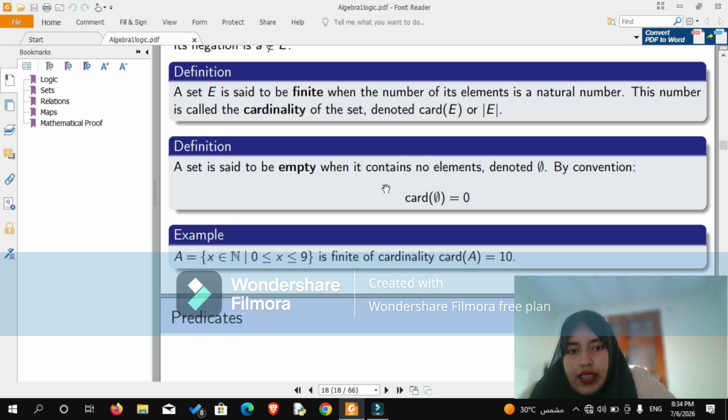A set is said to be empty when it contains no elements, denoted by phi. By convention, card phi equals 0. So there is a set called the empty set that has no elements. The card of phi equals 0.